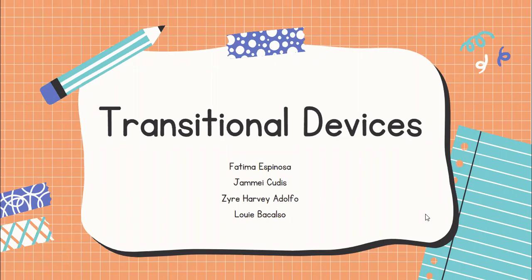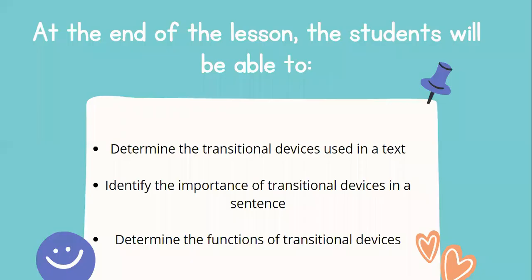Well, Miss Espinosa, this class is impressive. I believe this is an A class. All of you must have known this lesson, but anyway, we're here to dig deeper into that. So to start, I have here my PowerPoint discussion. So again, good morning everyone. Today we're going to discuss transitional devices. The objectives for this lesson are to determine the transitional devices used in a text, identify the importance of transitional devices in a sentence, and determine the functions of transitional devices.